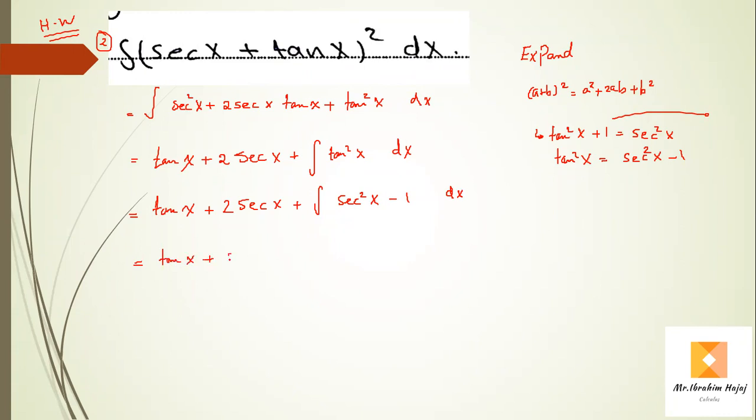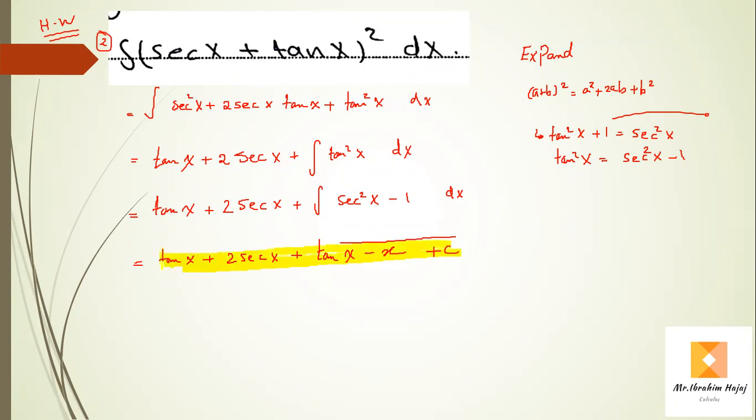Here is the same: tan x plus 2 sec x, and the integral of sec squared x is tan x, and the integral of minus 1 is negative x, plus c. Okay, here is the final answer, guys.